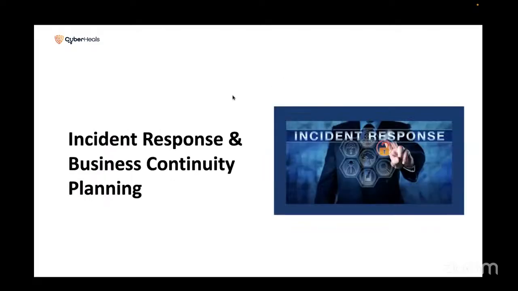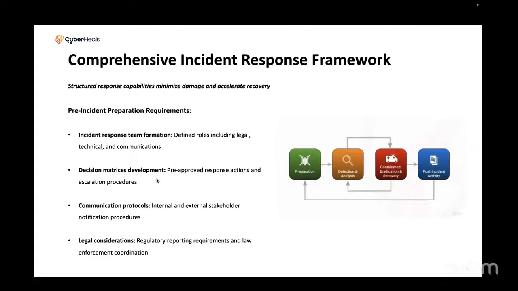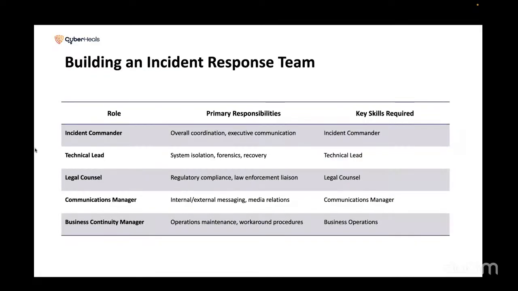And create an incident response plan. You need to assume there is a fire. You cannot say a fire will never happen. Yes, you have fire arrestors, you know how to protect everything, still there can be a fire accident. So you need to know how to respond if there is an accident. It's called incident response and business continuity. Decision matrix: who will do what? Legal considerations. Who is going to be incident commander, technical lead, legal, communication manager, business operations.